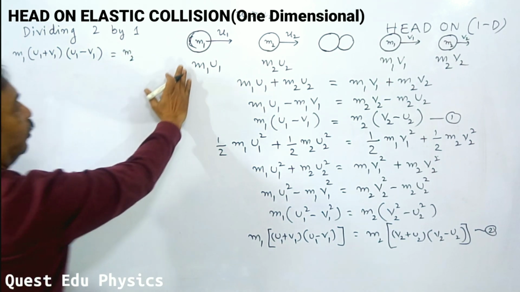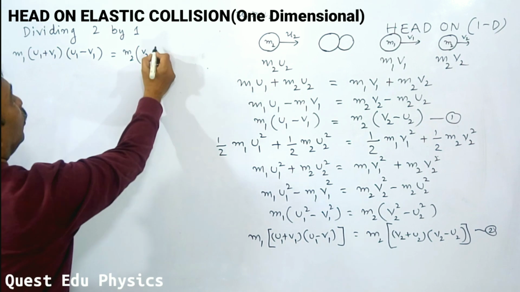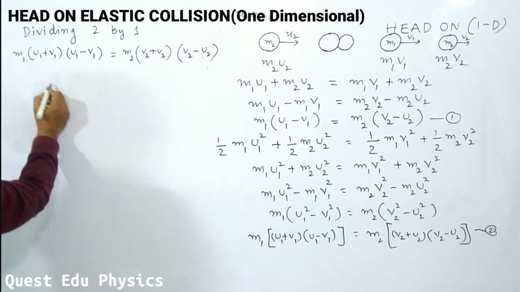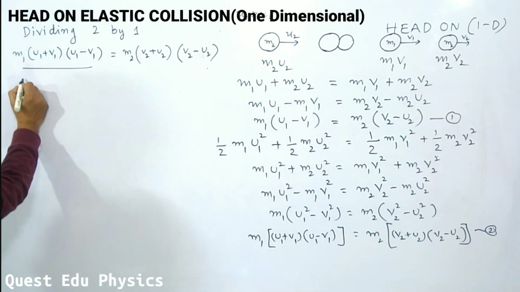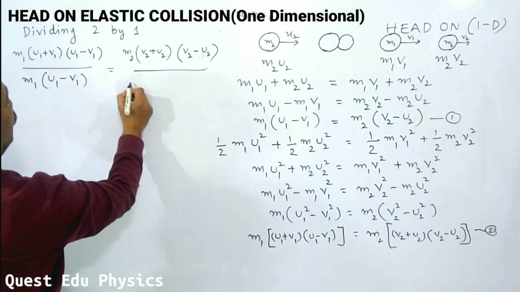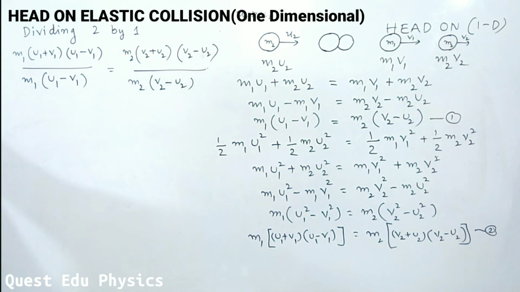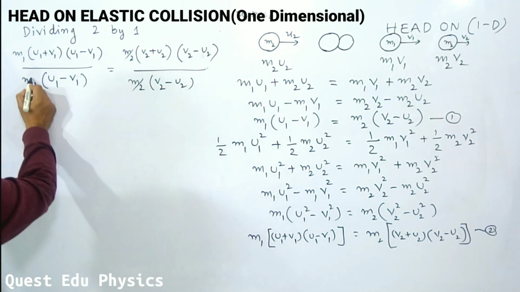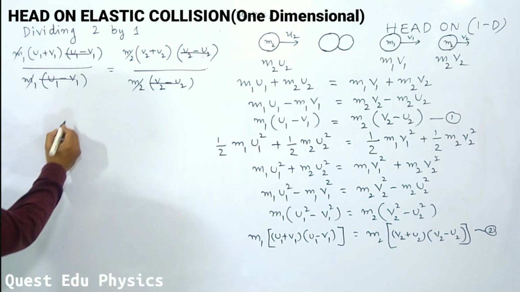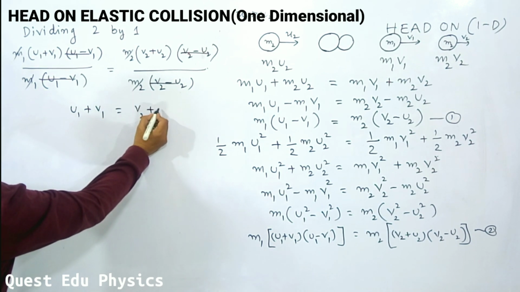m2 of (v2 plus u2) into (v2 minus u2), divided by this equation, m1 of (u1 minus v1) upon m2 of (v2 minus u2). Okay, students? Here m2 gets cancelled, m1 gets cancelled, and this term gets cancelled with this. And finally, we have u1 plus v1 is equal to v2 plus u2.